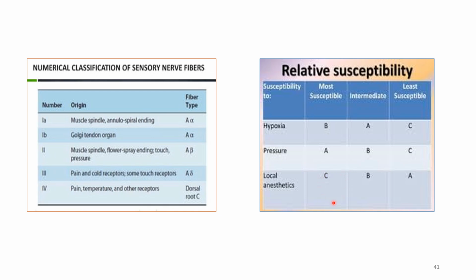So in the Erlanger-Gasser classification, you have fibers A, B, C. In A, you have A alpha, A beta, A gamma, A delta, so A is represented here. B fibers are also myelinated, and they are represented here. C fibers are non-myelinated, and they are represented here. So these are the same. Most susceptible, intermediate and least susceptible to hypoxia, pressure and local anesthetics. These are the three classifications of the nerve fibers.